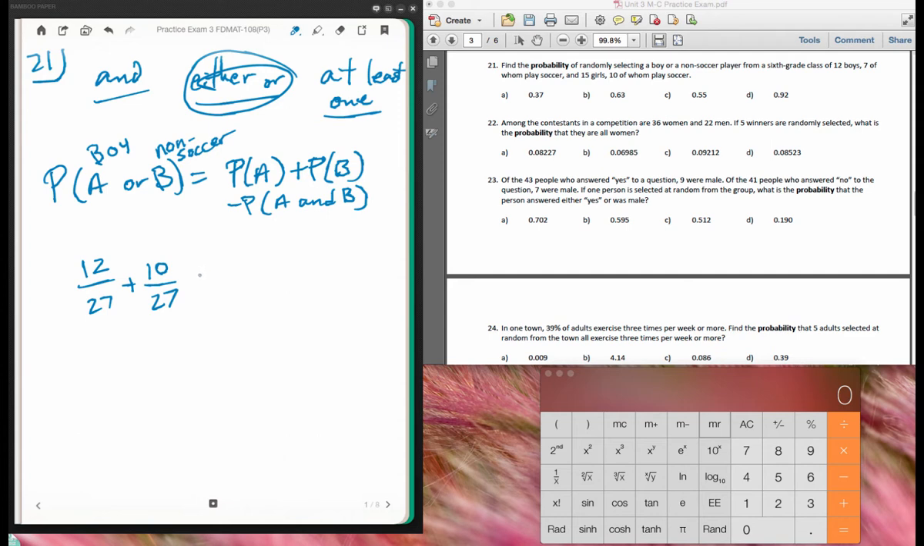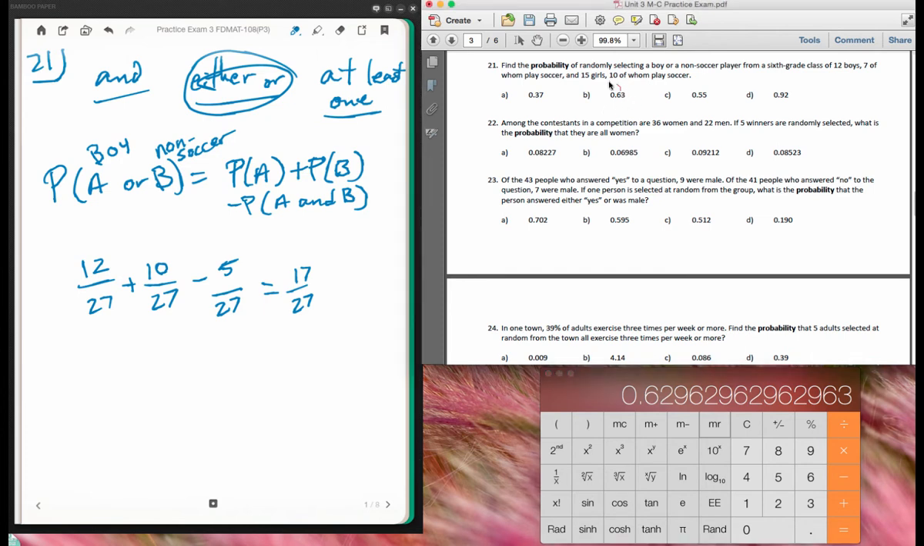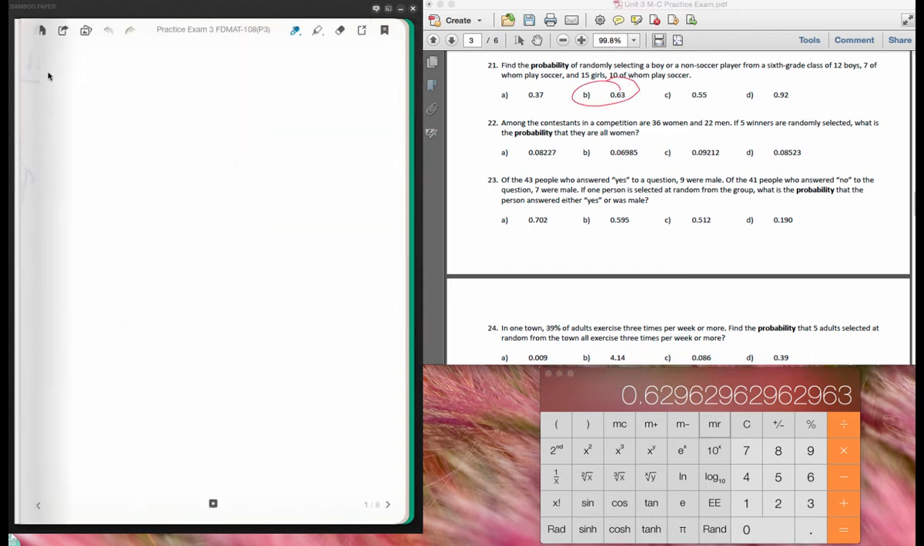Now, what's the probability that you're not a soccer player and you are a boy? Well, there are 5 boys who don't play soccer. So I'm going to subtract those 5 boys who don't play soccer, or 5 27ths. So I get 22 minus 5, which happens to be 17 over 27. And since it's in decimal form, I just have to divide this, and 0.63 is my answer. There we go. We circle that and we move on to the next question, 22.